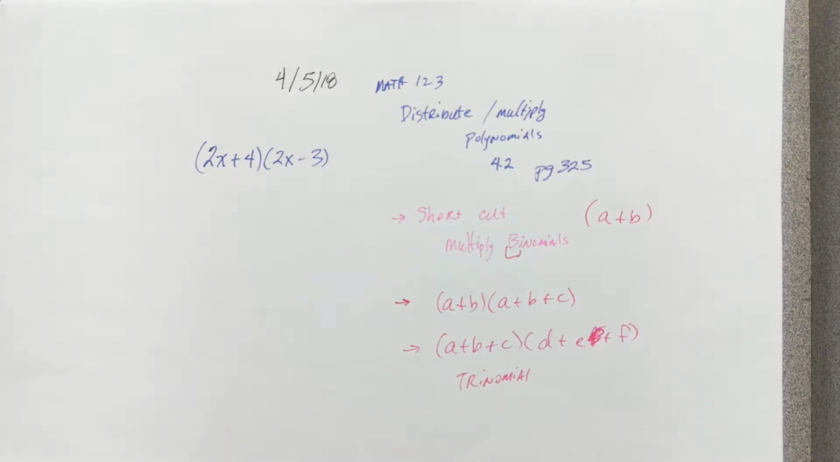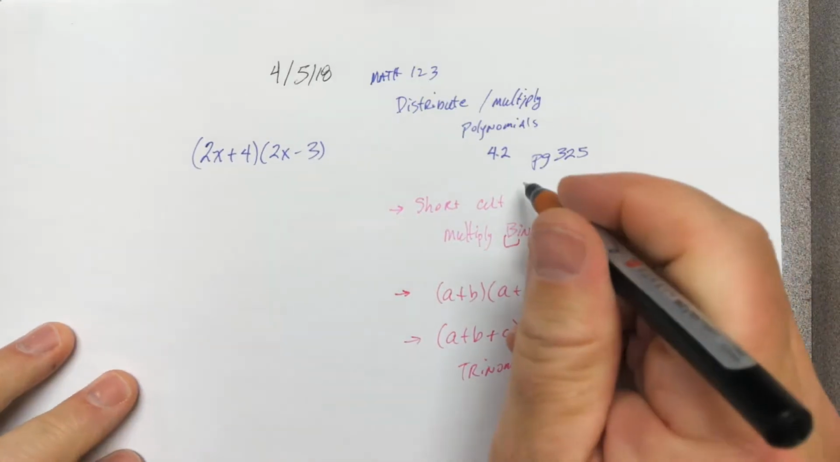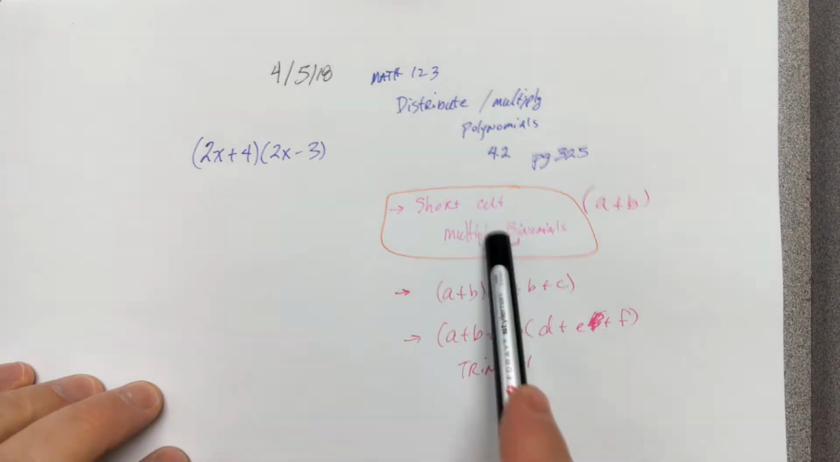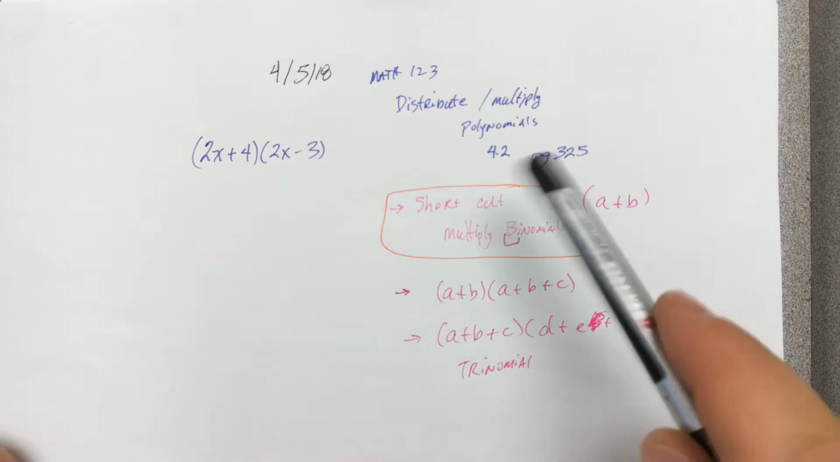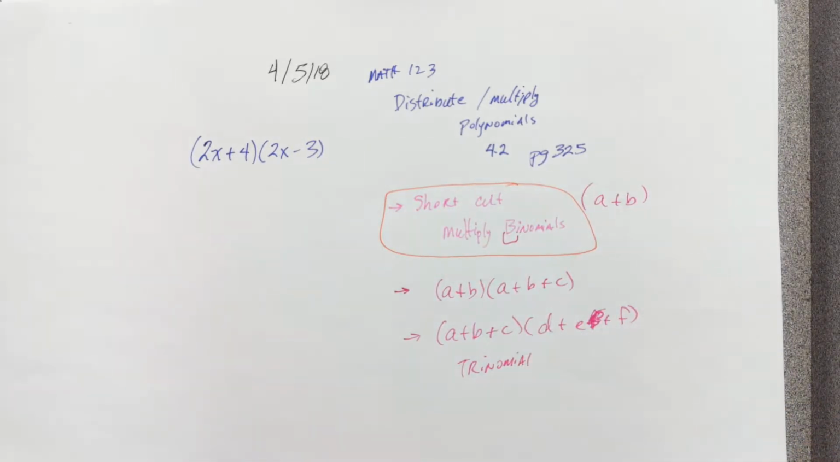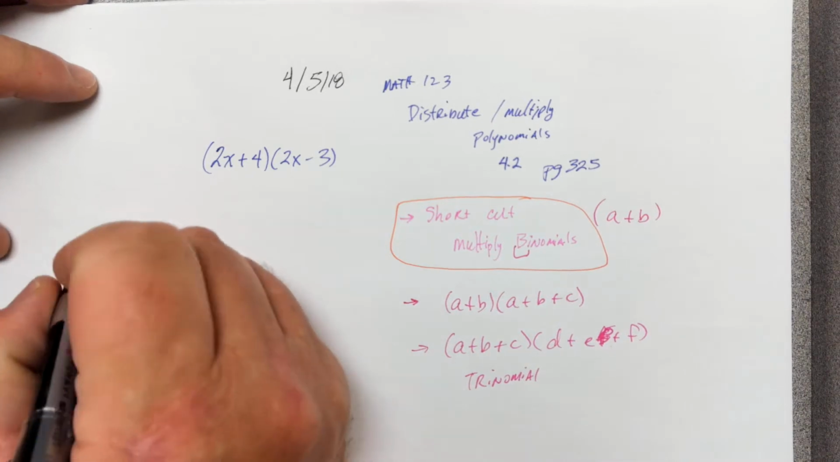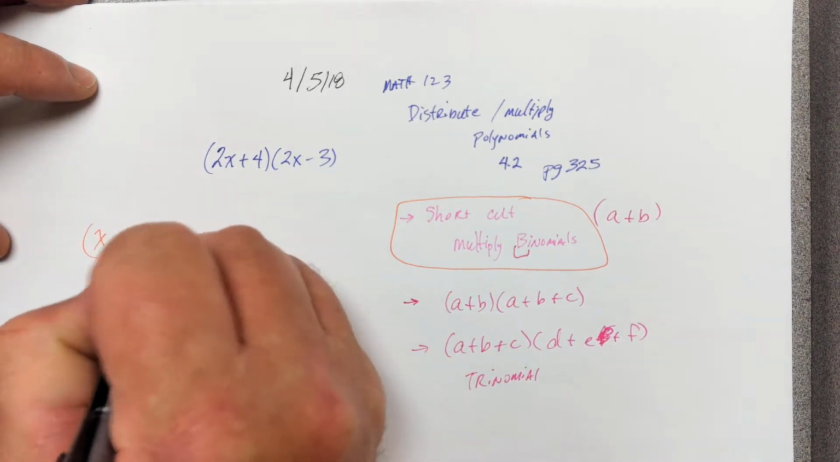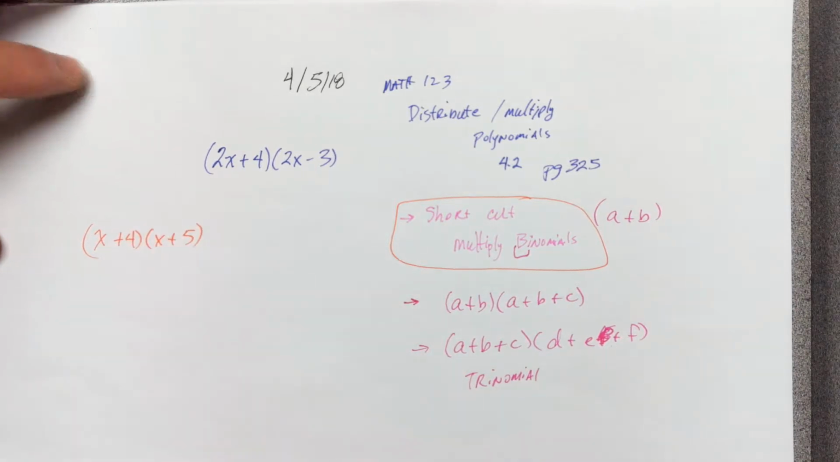So Celine, the most important part for today is actually this. I need you guys to look for patterns in your answer, because the thing we're going to learn next is how to go backwards. So here's what I mean. Let's do an easy one. Let's do x plus 4 and x plus 5.